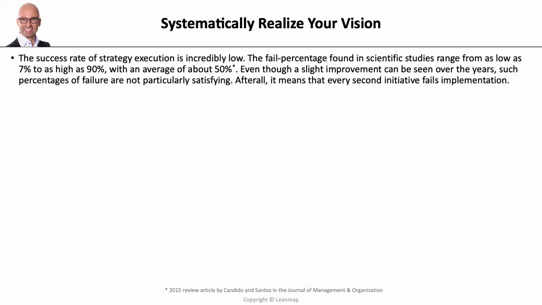Well, the success rate of strategy execution is incredibly low. The fail percentage found in scientific studies range from as low as 7% to as high as 90%, with an average of about 50%. Even though a slight improvement can be seen over the years, such percentages of failure are not particularly satisfying. After all, it means that every second initiative fails implementation.